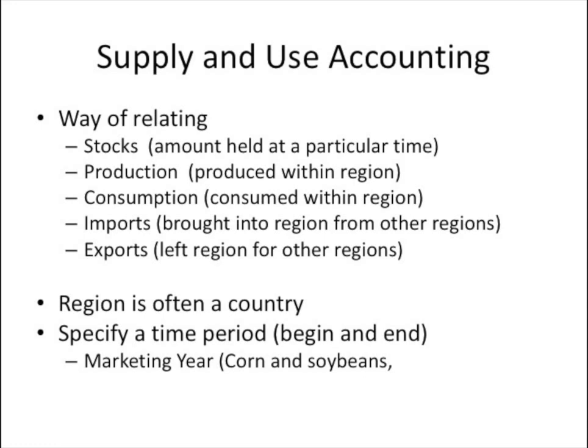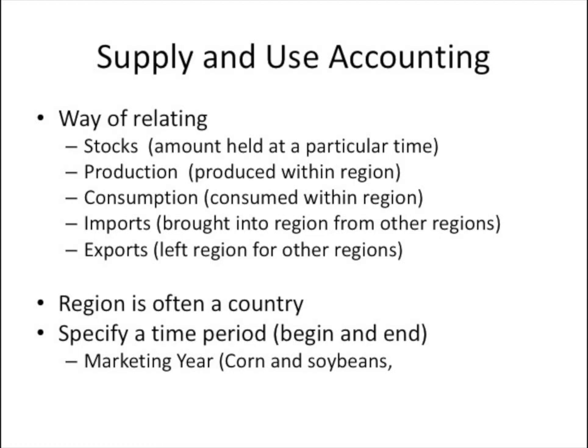So production would be the production within the country or region that we're looking at. Consumption would be consumption within the region that we're looking at. And then imports, which would be imports of that commodity into the region, and then exports would be what would be moving out of the region.